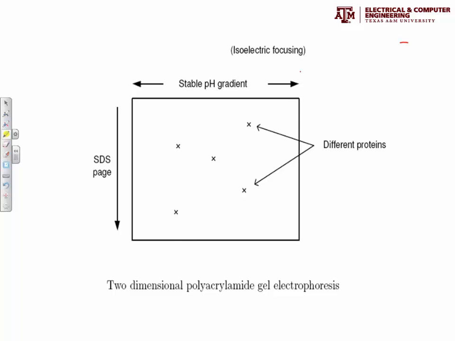So in one direction you have applied the stable pH gradient, right? The other direction you're running SDS-PAGE. So on this side, there is separation based on charge, like this one and this one have been separated based on charge, but then the separation of this one and this one in this direction is due to the size of the proteins, right? So this is two-dimensional polyacrylamide gel electrophoresis.